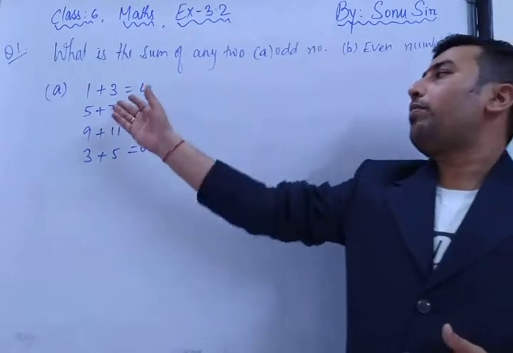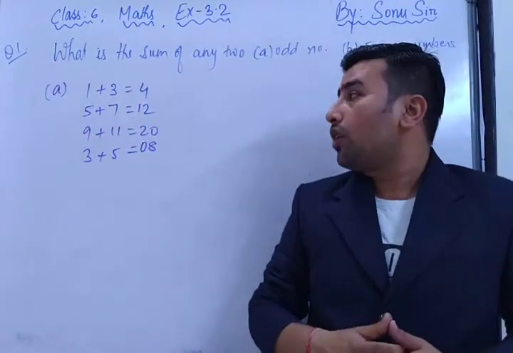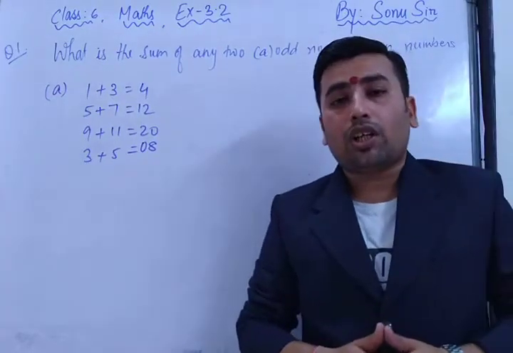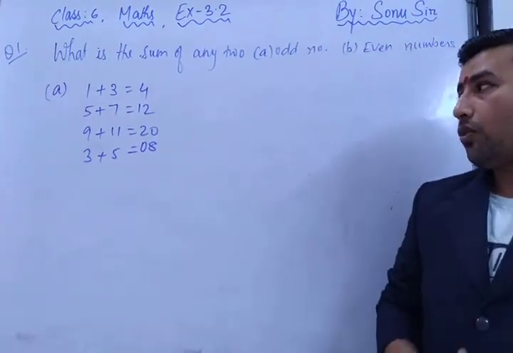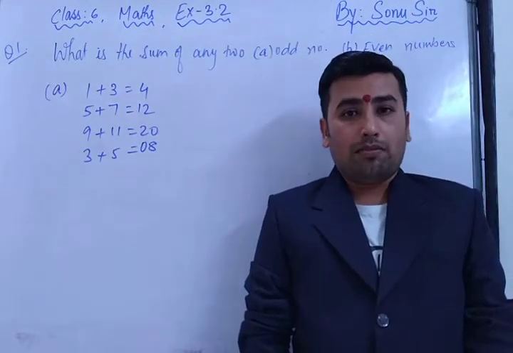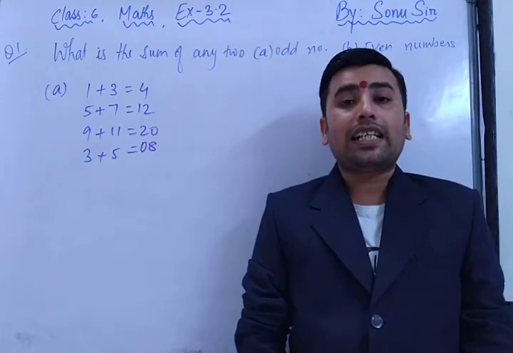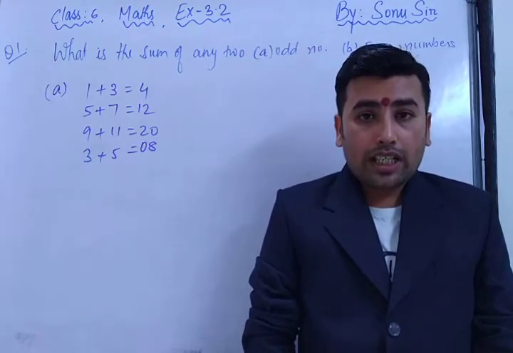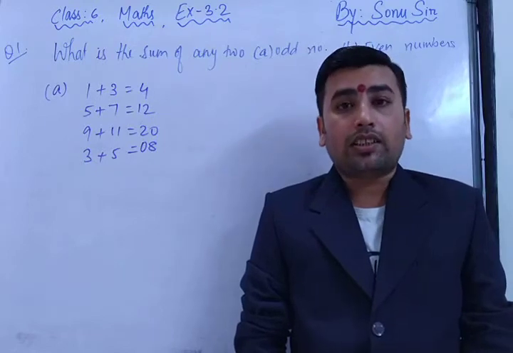You can see 1 plus 3 is equal to 4. 5 plus 7 is equal to 12. 9 plus 11 is equal to 20. 3 plus 5 is equal to 8. What have you seen? By adding any two odd numbers, we are getting the result as an even number. When we add any two odd numbers, we get a result of an even number.